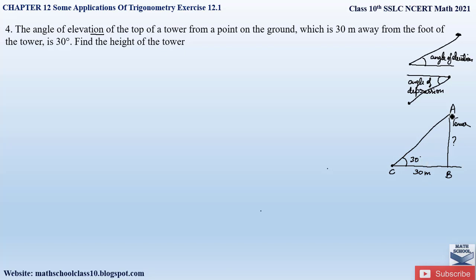So here again you can observe that AB is a tower which is vertical to the ground. Therefore this tower makes a 90-degree angle with the ground, right?